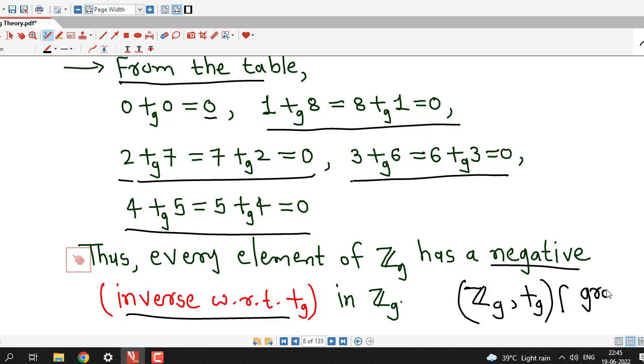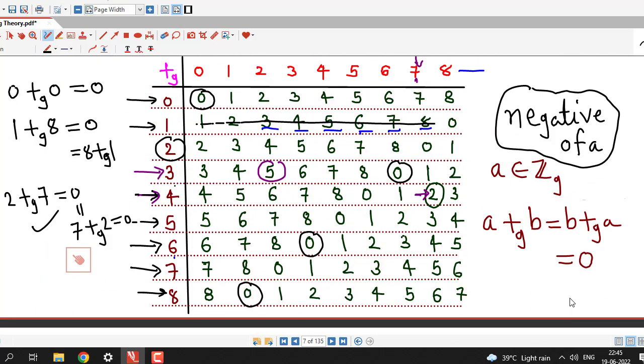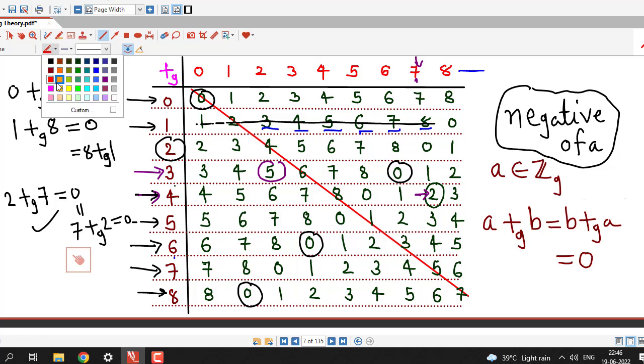This is a group. Now we have to check the commutative property also, because we want to prove that it is an abelian group. So for the commutative property, we can consider the diagonal of the table, and if we draw the line starting from this, this is the main diagonal of the table. Now for the commutative property, we have to check whether entries in the table are symmetric with respect to this main diagonal. So we can start checking from this.